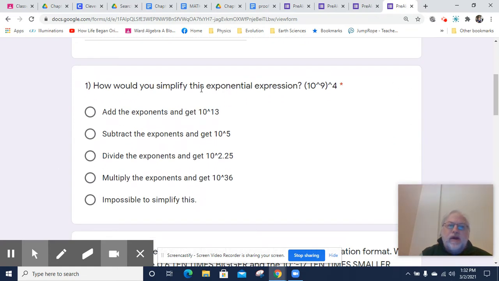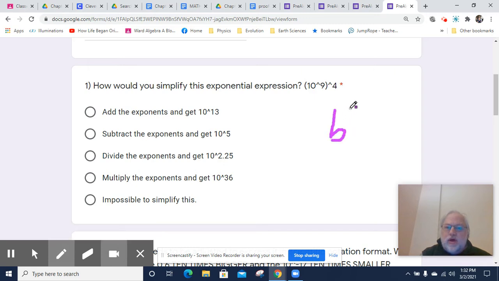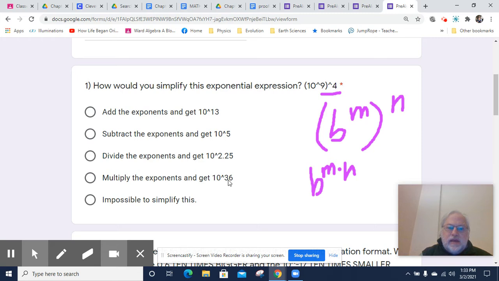So how would you simplify this exponential expression? 10 to the 9th raised to the 4th power. Well, what you have here is a power being raised to a power, and so we are going to apply the power law. So b to the m raised to the n power is going to equal b to the m times n power. So what you're going to do is multiply these exponents. 9 times 4. You'll keep the base, and you're going to end up with 10 to the 36th power, because 9 times 4 is 36.